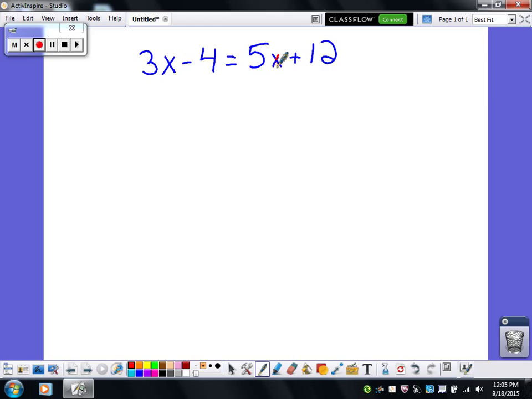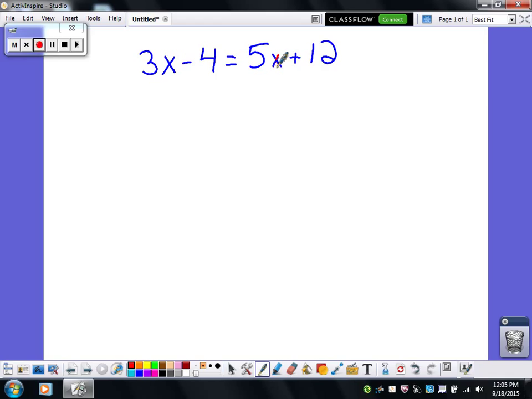So, let's look at 3x minus 4. Can we combine 3x minus 4? We can't. Why can't we? They're not like terms. Can we combine 5x and 12? No, also because they're not like terms. So here's what I'm going to show you to do. The 3x and the 5x are like terms, and we need to get them together. But since they're on opposite sides, it can't happen right now.